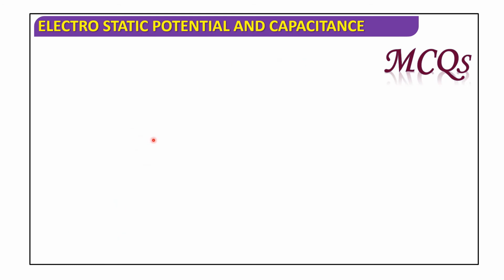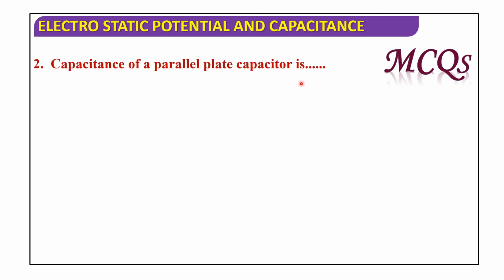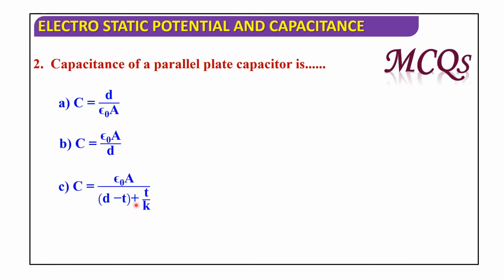Next. Capacitance of a parallel plate capacitor is: C is equal to D by epsilon naught A; or C is equal to epsilon A by D; or C is equal to epsilon A by (D minus T plus T by K); or C is equal to epsilon A by epsilon plus A by D. So the capacitance of a parallel plate capacitor is C is equal to epsilon A by D.